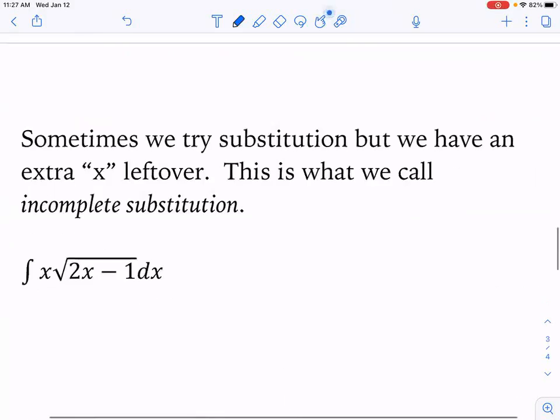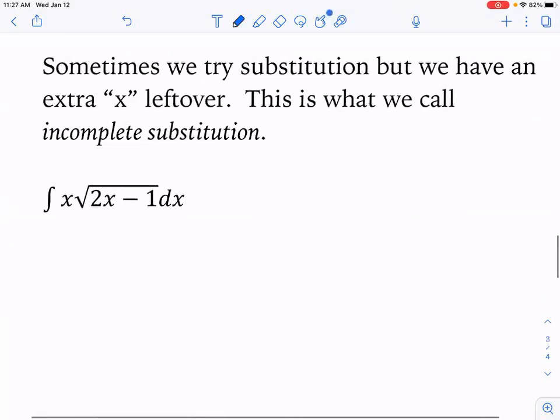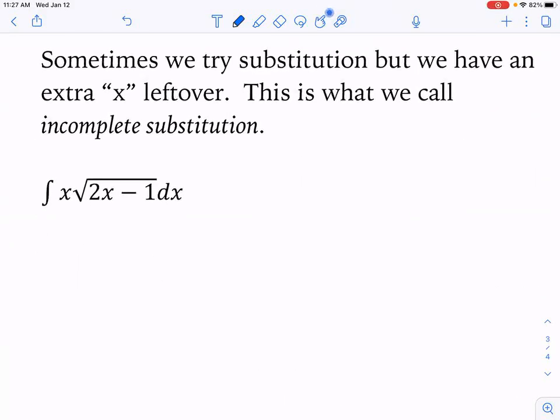Sometimes we have a substitution problem where we have a composition, we need to use U-substitution, but we have an x left over. I know, right? So we're going to do what's called incomplete substitution with these, okay? Notice how we have a linear function inside of the square root, and there's a linear function on the outside of the square root.